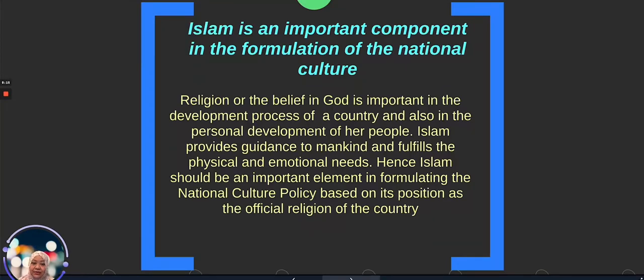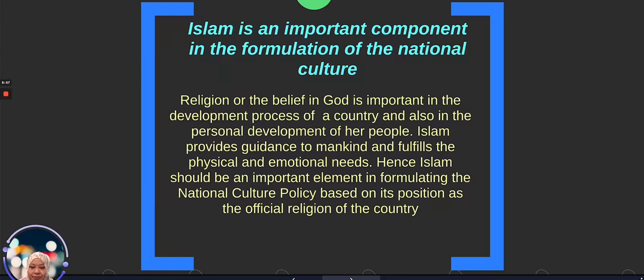Religion or the belief in God is important to every kind of development in a country. So in order for a country to progress well, the country or the people, I would say, must have faith in any religions that the people or the citizens choose to believe in. And for Malaysia, the official religion or the national religion is Islam. So Islam in this case provides the kind of direction in terms of how to actually develop or acknowledge the national culture.